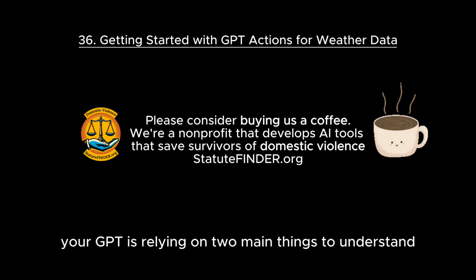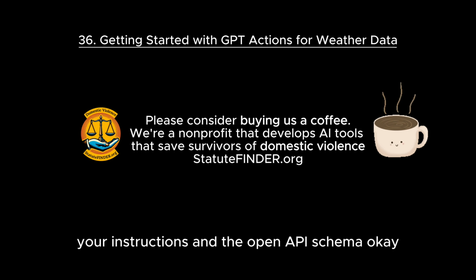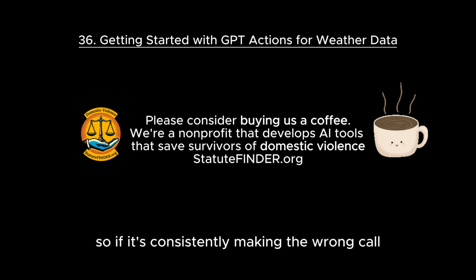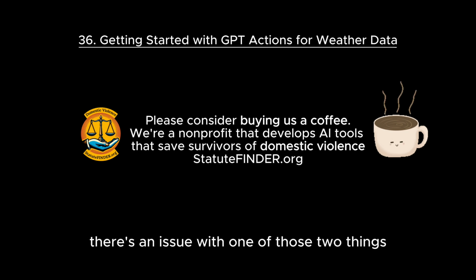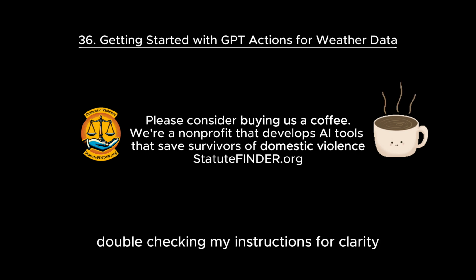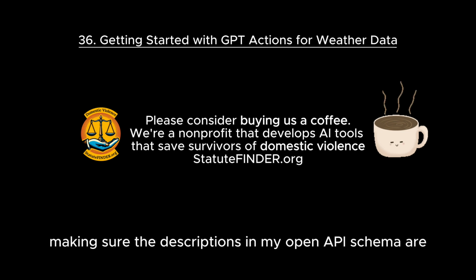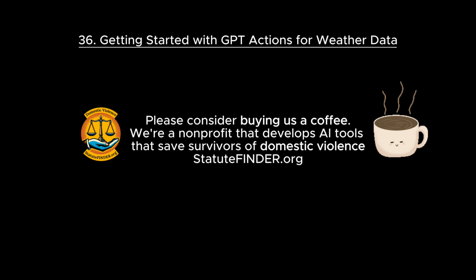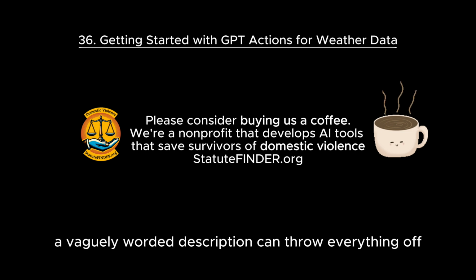Well, remember, your GPT is relying on two main things to understand which API endpoint to call: your instructions and the OpenAPI schema. So if it's consistently making the wrong call, it usually means there's an issue with one of those two things. So it's back to the basics. Double checking my instructions for clarity, and then making sure the descriptions in my OpenAPI schema are accurate and unambiguous. Exactly. It's amazing how often a simple typo or a vaguely worded description can throw everything off.